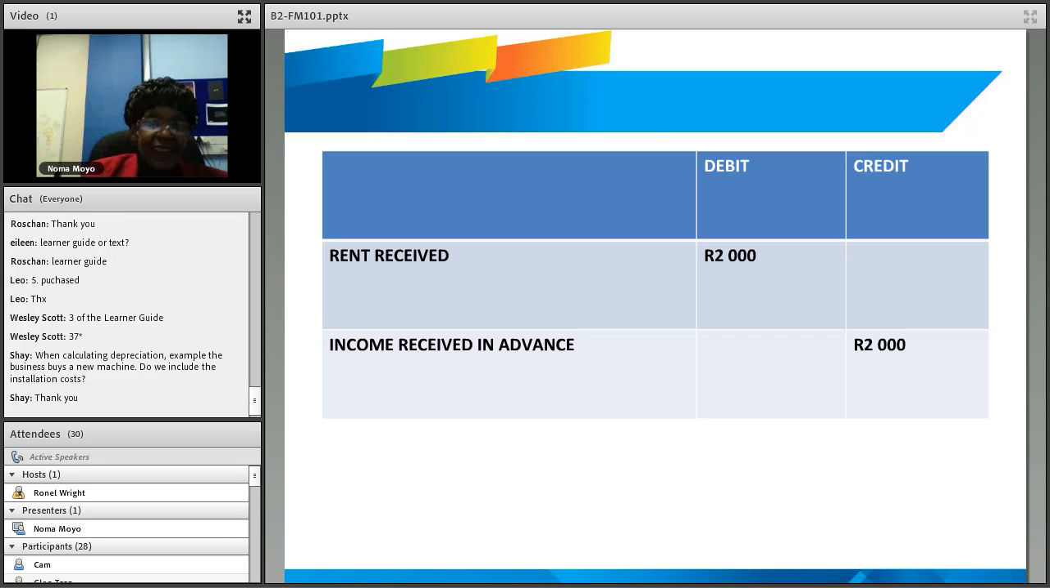And now to correct the adjustment, we debit rent received and credit income received in advance. We now have a new account called income received in advance. This income received in advance in your balance sheet is going to appear as a liability.